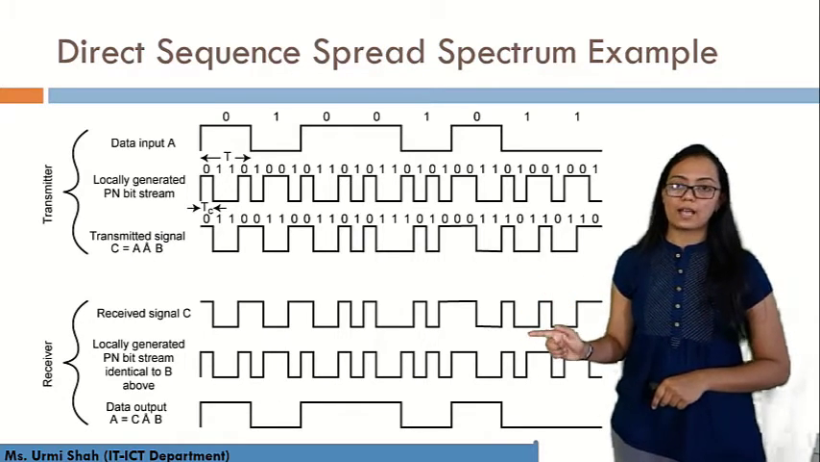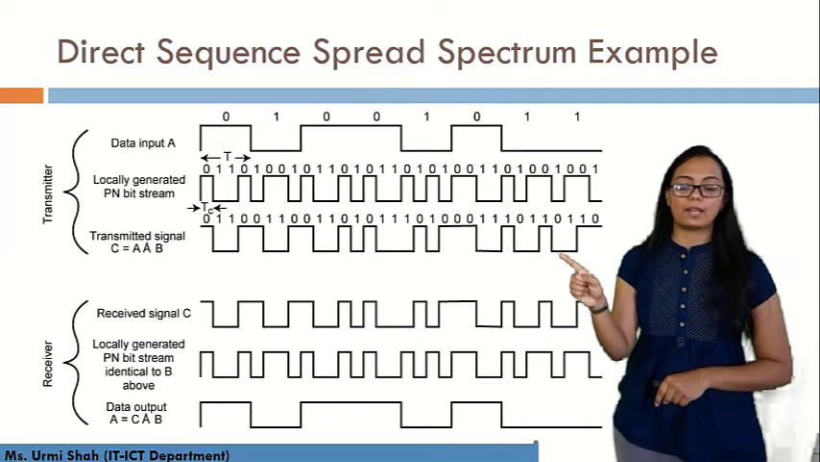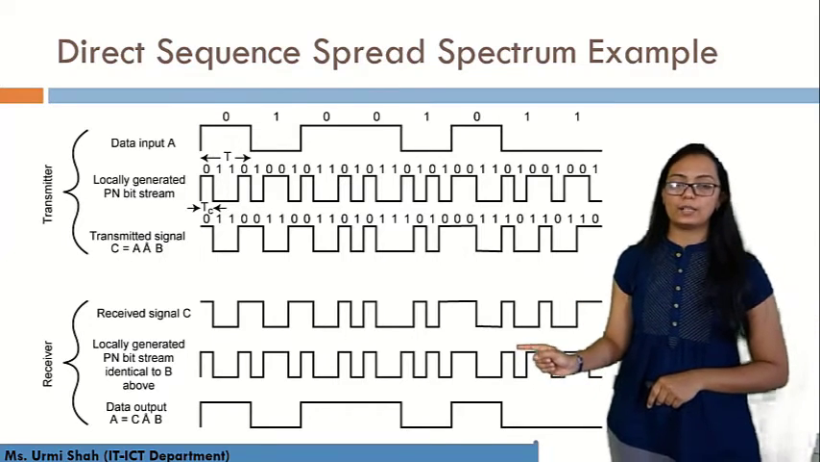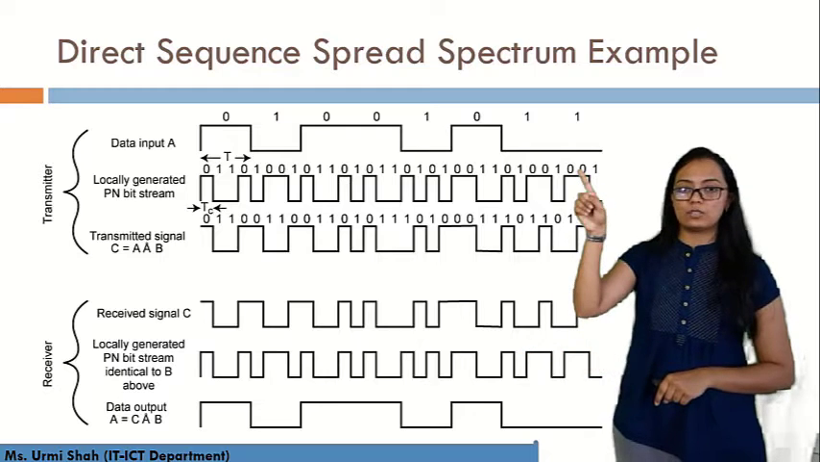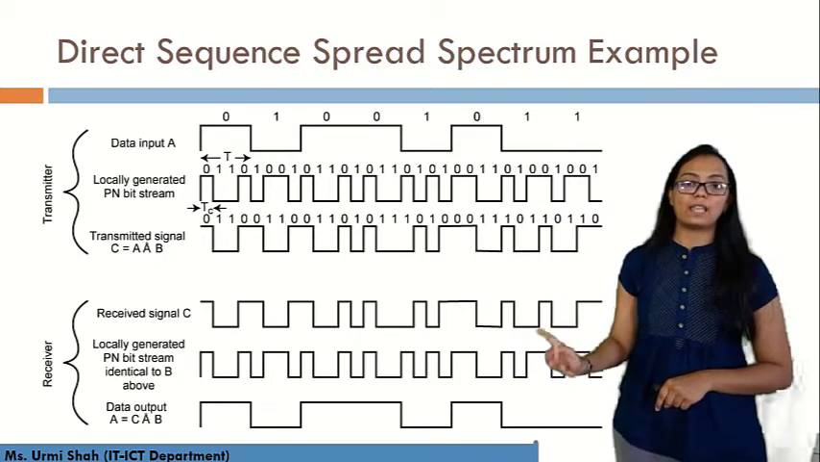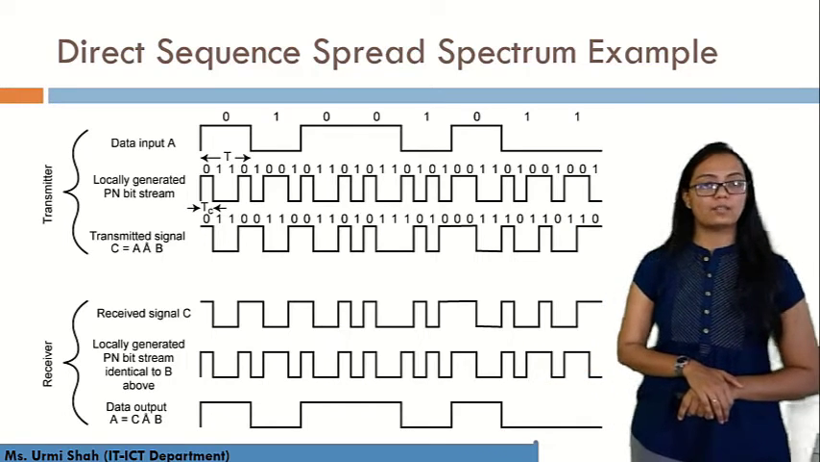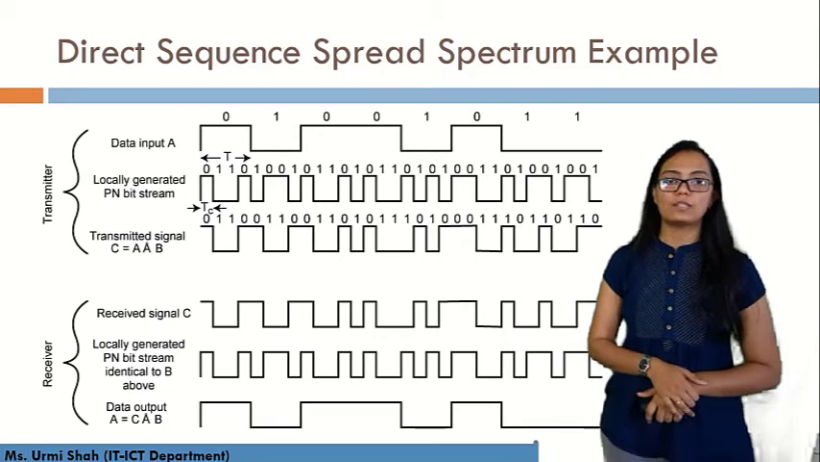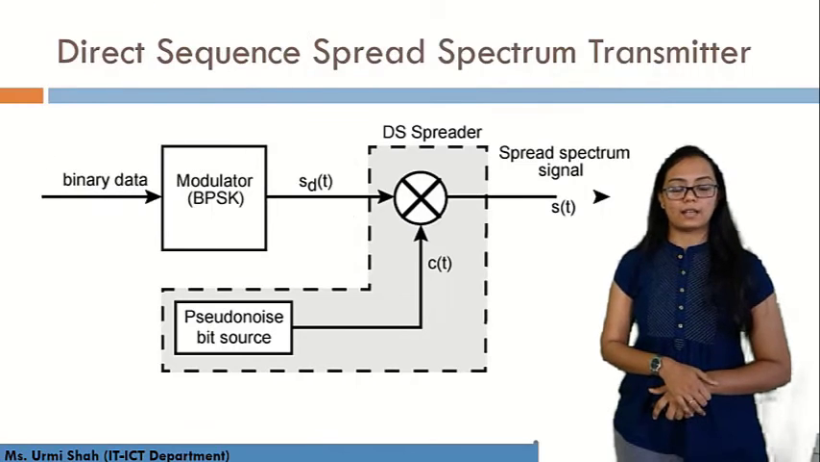At the receiver side, the signal transmitted by the transmitter will be received. In the same way, the locally generated PN bit stream is identical to B, which was generated above. So it is going to do despreading, and then the final input sequence will be generated at the receiver section. So this is how the direct sequence spread spectrum formulation is done.